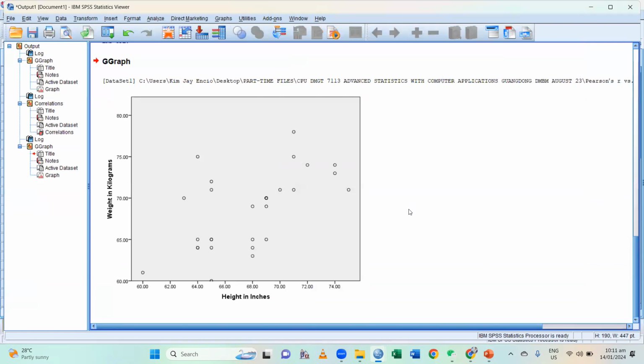Okay, take a look. If there is a line there, take a look at the trend of the points. Is it more of positive? Is it more of negative? Or no relationship?